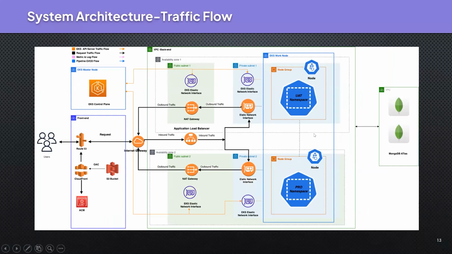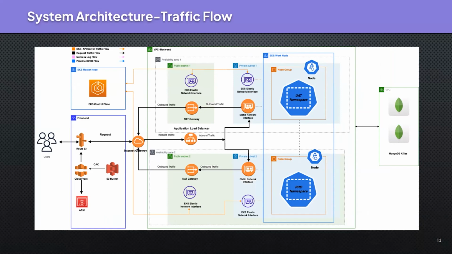First one, user traffic flow. So you can see now it's presented in the black line in this diagram. Our system adapts the classic front-end plus back-end architecture. So here we can see at the bottom left is our front-end part. Generally speaking, a user request will first reach Route 53, which will redirect it to either front-end or back-end service.